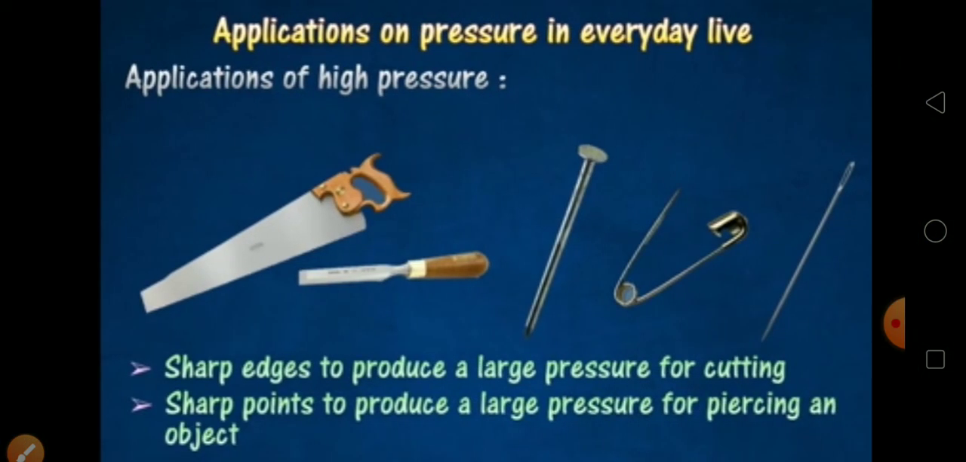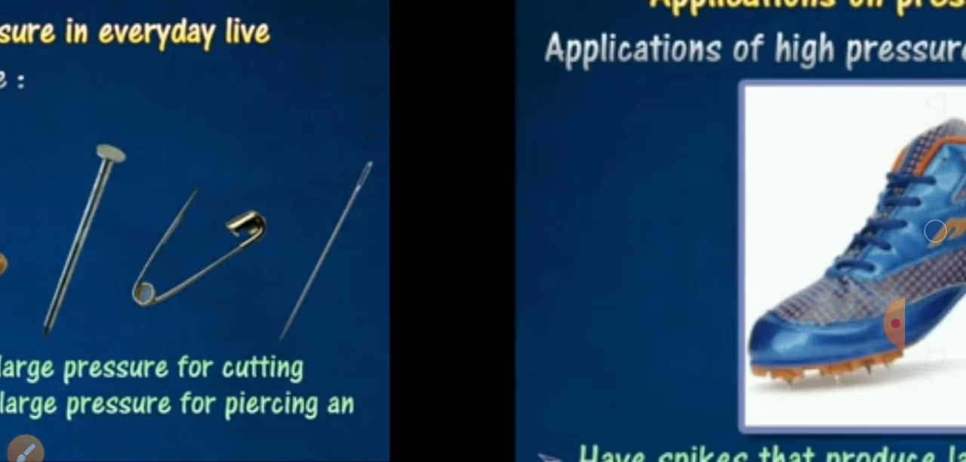Here are other examples. Sharp edges produce a large pressure for cutting. Sharp points produce a large pressure for piercing an object. For that reason, in a pin, a screw and a needle, the edges are very sharp. For that reason, they exert more pressure with less area.